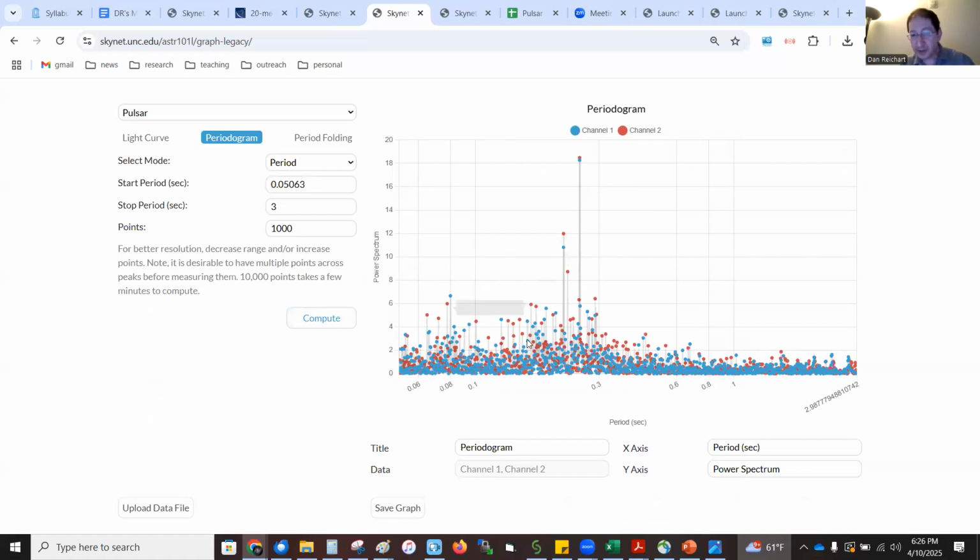But you see, there's all sorts of other things. Some of these are overtones and RFI and detector electronic signatures. And so it can be a little bit tricky.